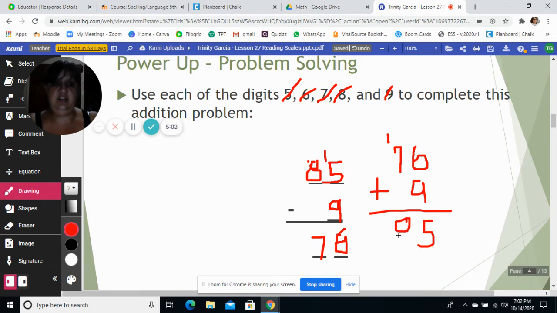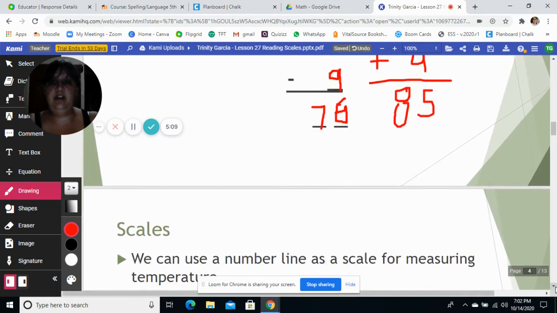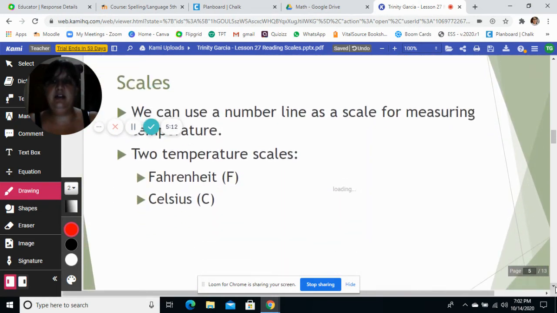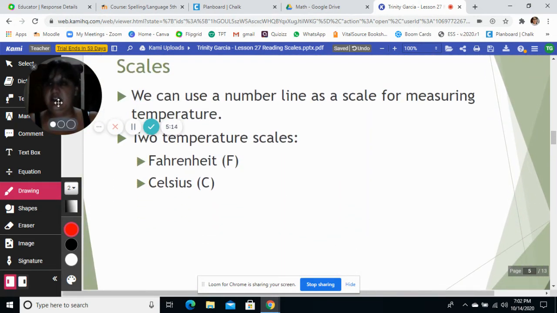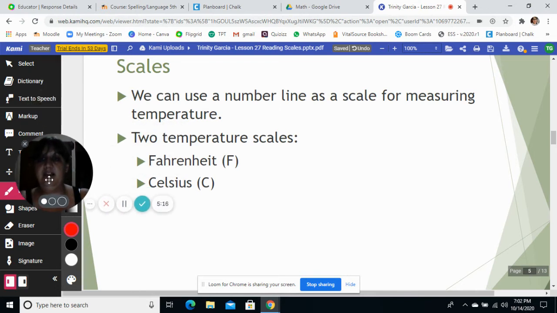Okay, so we double checked our work and we used all of our numbers, so we know we did that right. Okay, moving on. Today we are focusing on scales. So this you should write down in your math notebook, please.